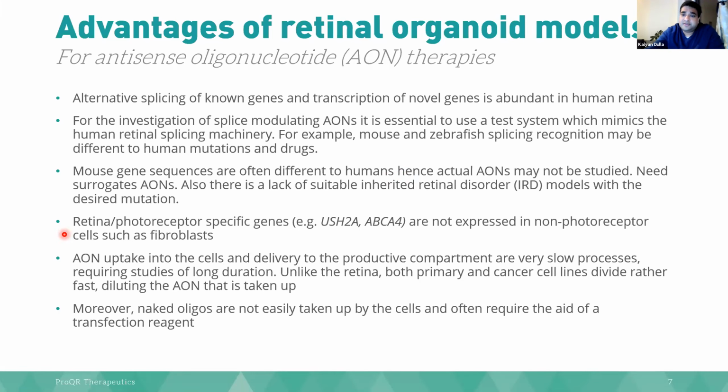Coming to the cells, retina or photoreceptor-specific genes such as USH2A and ABCA4 are not expressed in non-photoreceptor cells such as fibroblasts. Also, AON uptake into the cells and delivery to the productive compartment are very slow processes, requiring studies of long duration. Unlike retina, both primary and cancer cell lines divide rather fast, diluting the AON that is taken up. Importantly, naked oligos are not readily taken up by the cells and often require the aid of a transfection reagent. So this is not representative of the in vivo uptake.